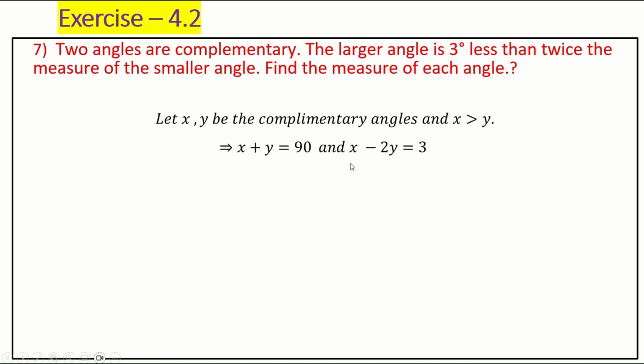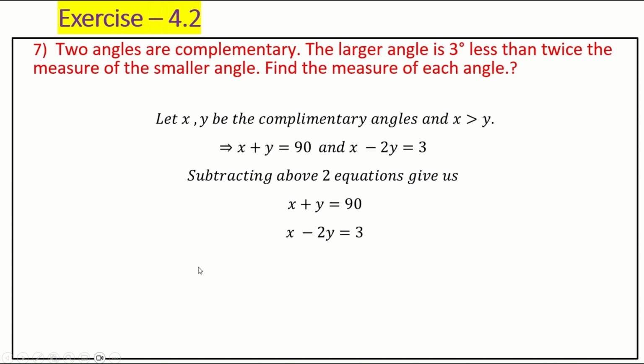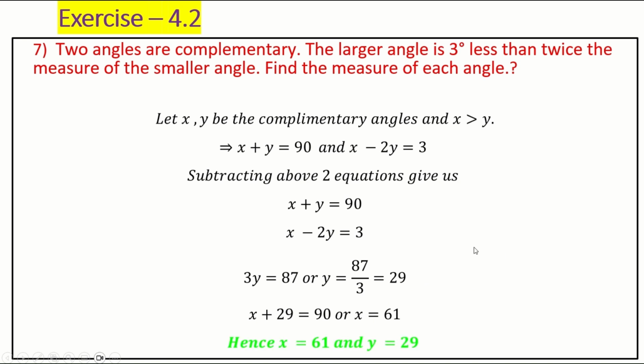x plus y equal to 90 and x minus 2y equal to 3, because we said the larger angle is 3 degrees less than twice the measure of the smaller angle. Subtracting both, you will get 3y equal to 87, or y equal to 87 by 3, that is 29, and x is 61. Okay, next.